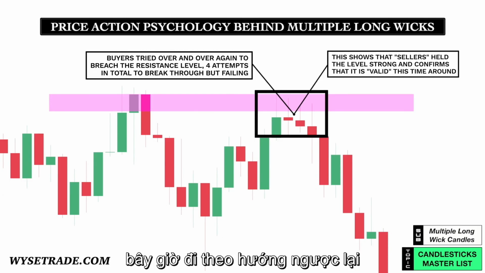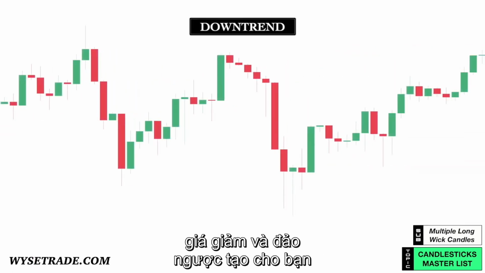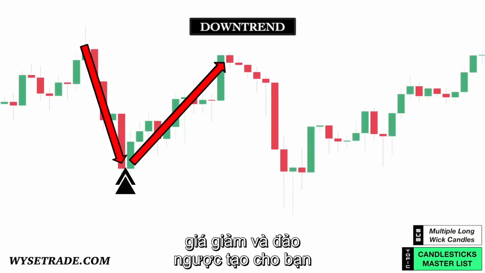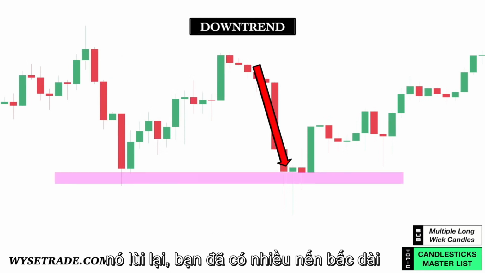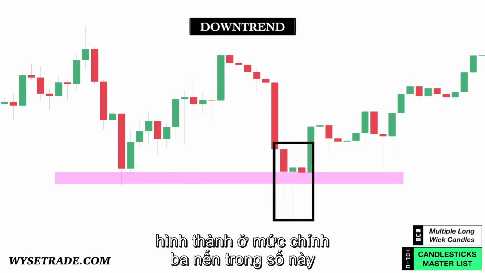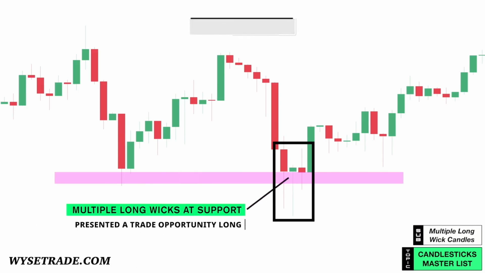Now, going in the opposite direction. Price came down, hit and reversed, giving you a key level of support. As price came back down, you had multiple long wick candles form at the key level, 3 in total, which presented a trade opportunity long.